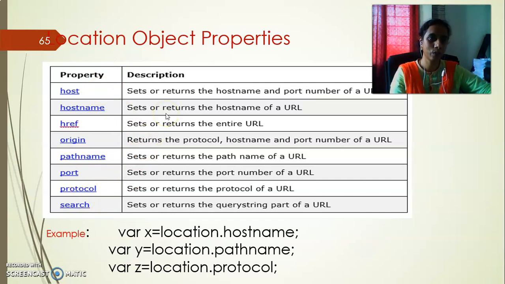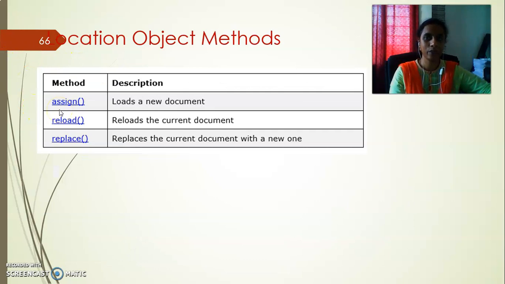So in network configurations, in order to identify whether a system is having a license or not, whether a system is registered or not, or whether it is a valid IP address or not, you can communicate via the website. The moment a user enters your website, you can find out the nature of the subscriber who is trying to visit your site by using these methods. And there are assign, reload, and replace, which perform loading of a document into a website, reloading the current document, and replacing the document with a new one.